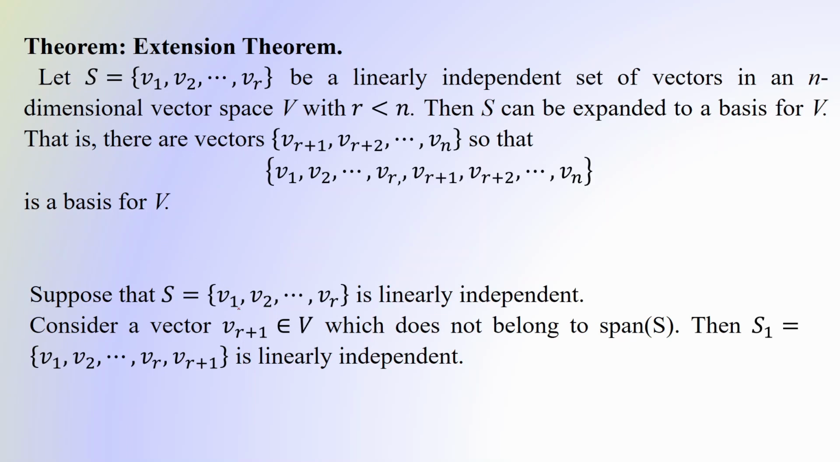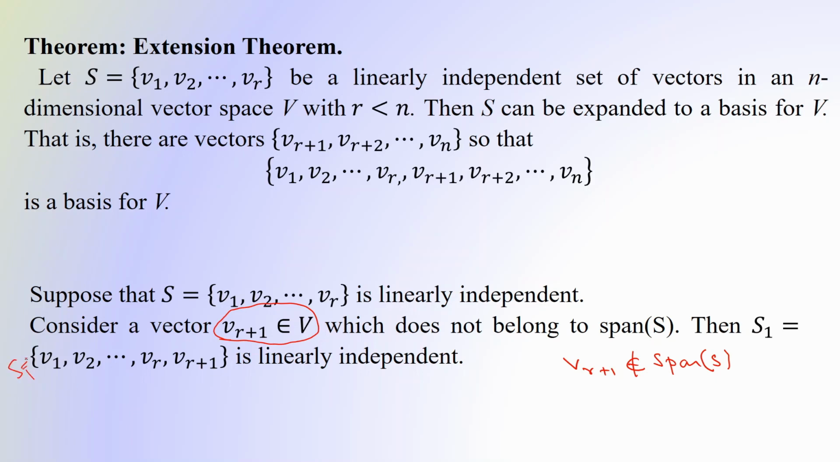Suppose that V1, V2, ..., Vr is linearly independent. Now we take any vector Vr+1 from the vector space V, but it does not belong to the span of S. So as for the previous theorem, when you add this Vr+1 into this set, it will be a linearly independent set. So we denote it by S1.